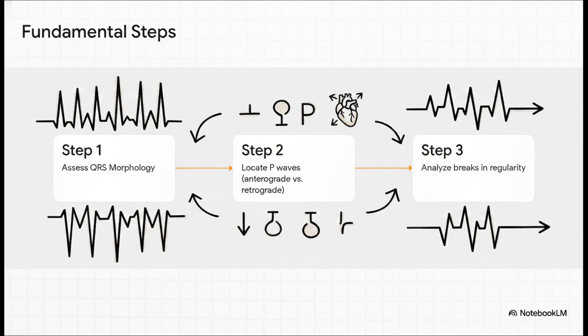Second, we go on a hunt for P-waves, and this is crucial. We have to figure out their direction. Are they anterograde, conducting forward from the sinus node, or are they retrograde, conducting backward from the AV junction? And finally, the most important step, we focus our analysis on any breaks in the rhythm. That's always where you'll find the highest yield diagnostic clues.